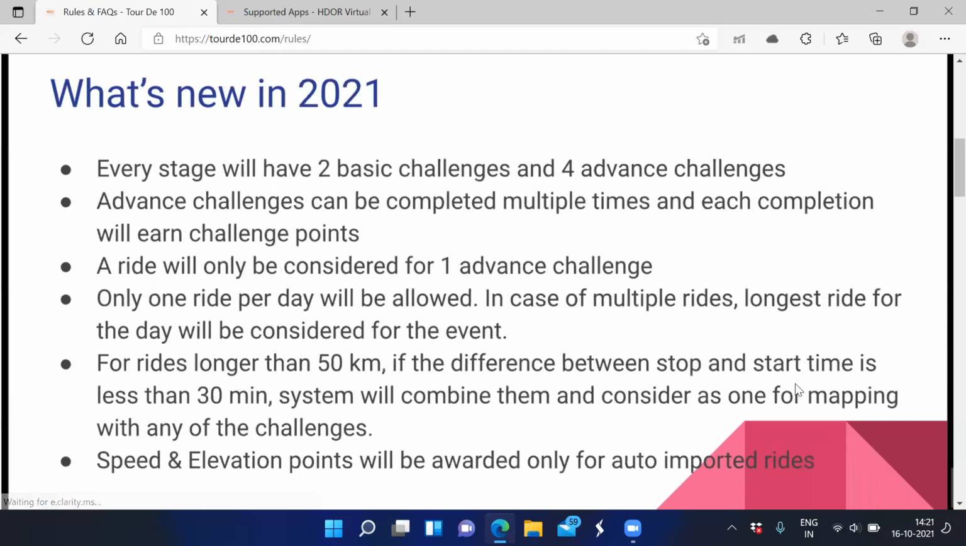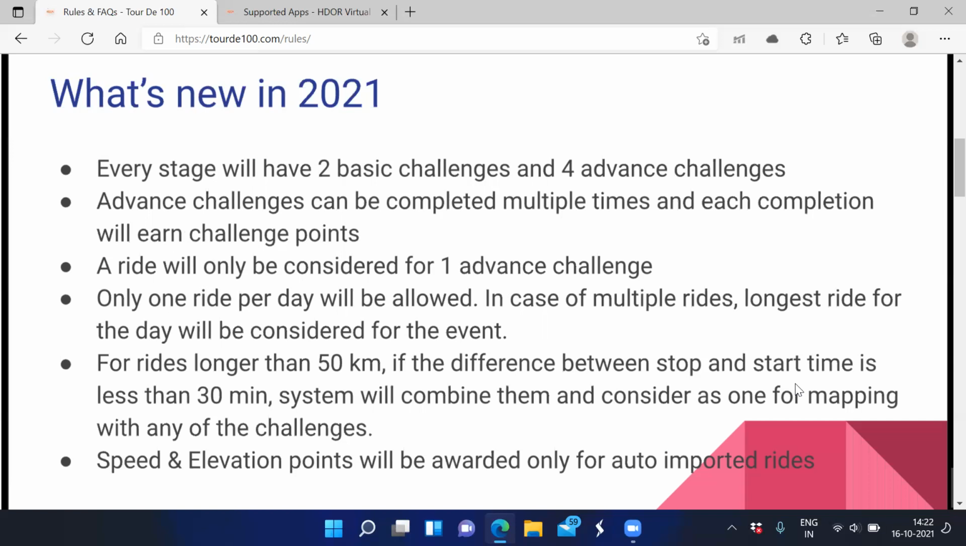Moving ahead. The first question that generally enters our mind is what's new in 2021. This is the third edition of the same, to the 100. So what is different or what is new that they have introduced? Every stage has 2 basic challenges and 4 advanced challenges, which I'll show you in a later video. Advanced challenges can be completed multiple times, but the basic challenges cannot be completed multiple times.